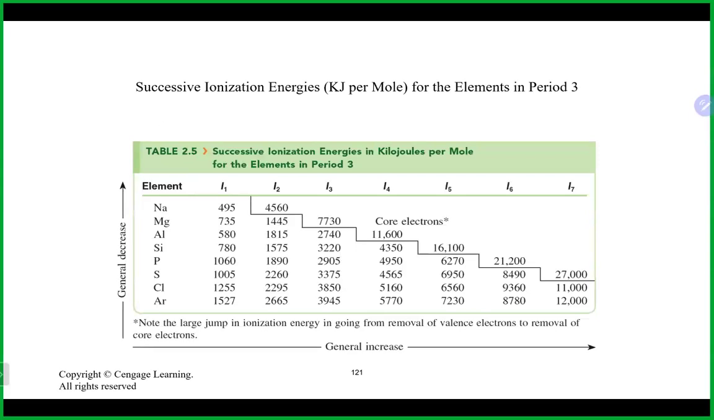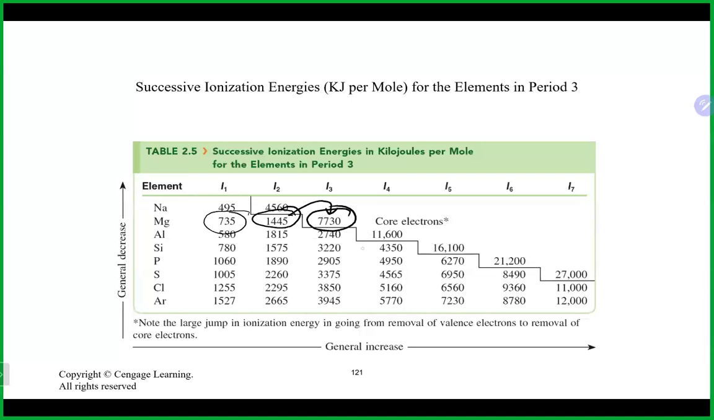And here's the chart. Actually, here are the numbers. Let's see how off I was. That was, well, kind of close. So 735 for that first electron in magnesium, 1445 there for the second. And you can see it jumps about 7-fold there to about 7,700.